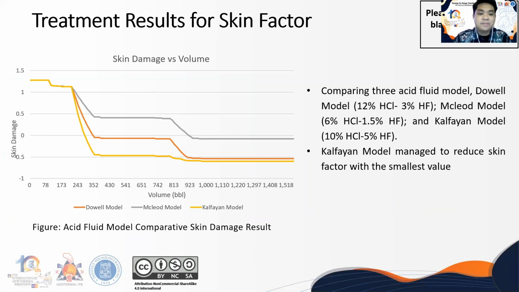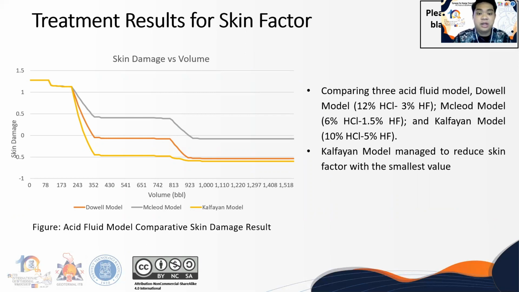This is because, based on the theory, matrix acidizing can reduce the skin factor and increase the productivity of wells when there was previously formation damage. On the contrary, matrix acidizing will have a minimal impact when the well has no formation damage. Based on that theory, my assumption is that this well is completely safe from formation damage when the skin factor value is in the range of minus 0.5.